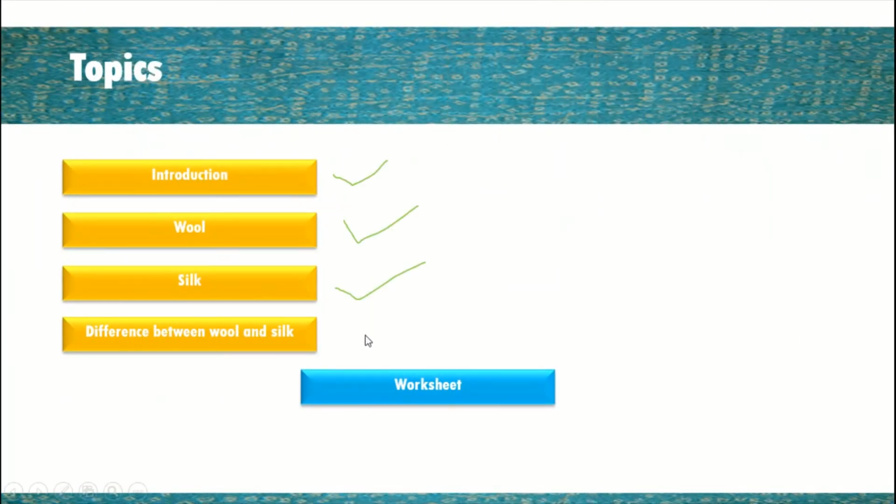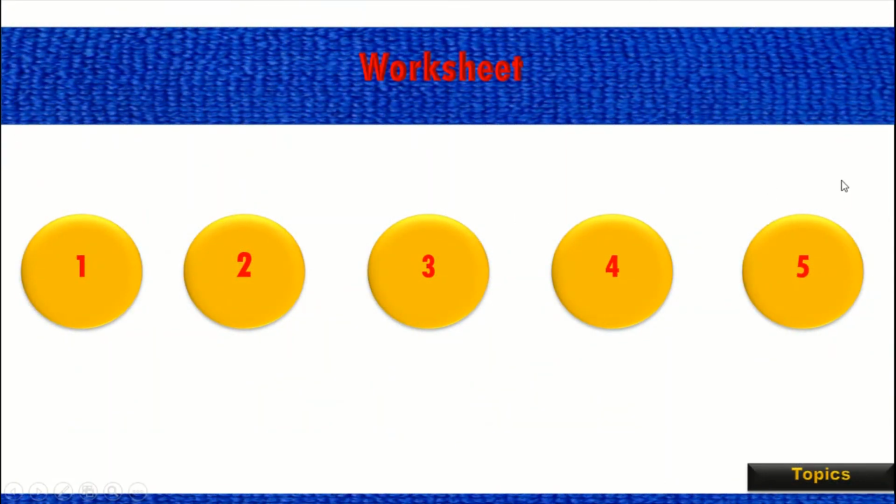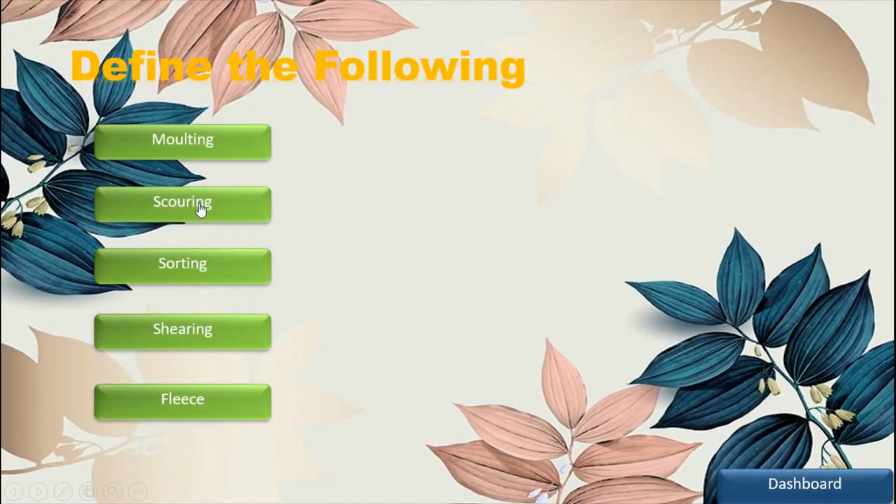So we completed everything, but we left the worksheet. Let us complete the worksheet. There are 5 questions. Define the following. I will just give you 5 seconds. Just recall everything one by one: 1, 2, 3, 4, and the last count is 5.